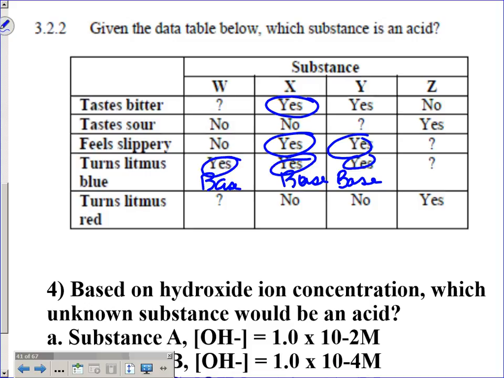And then tell me about Z. It turns paper red and it's sour. Right, so those are two pretty easy characteristics of acid you should know.